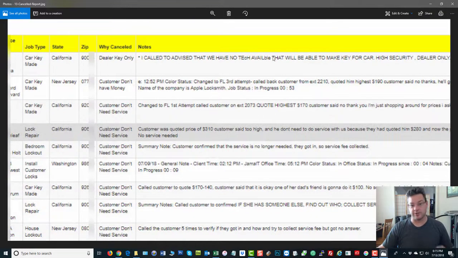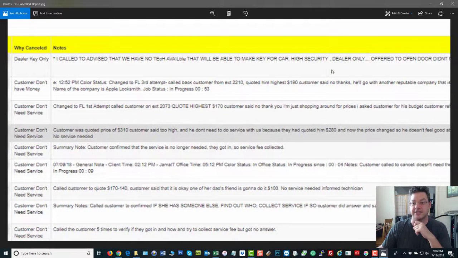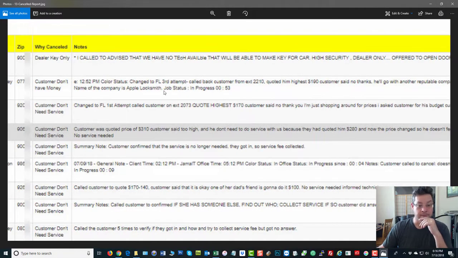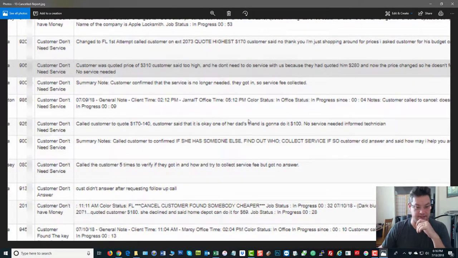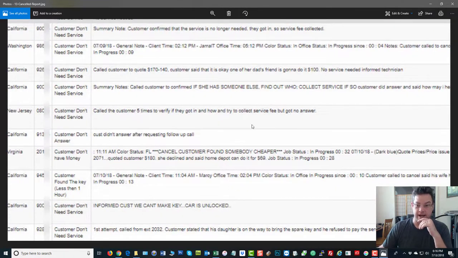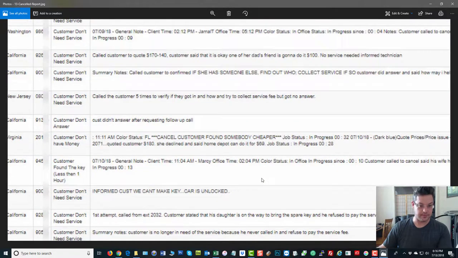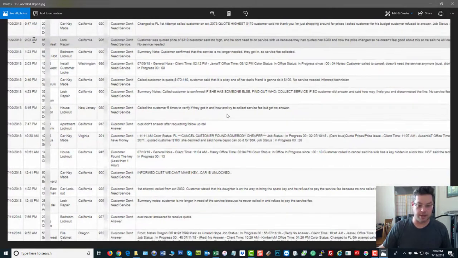I called to advise that we have no tech available that will be able to make the key for the car. It's high security, dealer only. Offered to open the door, but didn't need it done. Tried this, tried that, charged this, offered that. Somebody said they were going to have one of their friends' dads do it. Somebody said it's too expensive. Somebody didn't answer. Somebody said they're calling around and shopping.